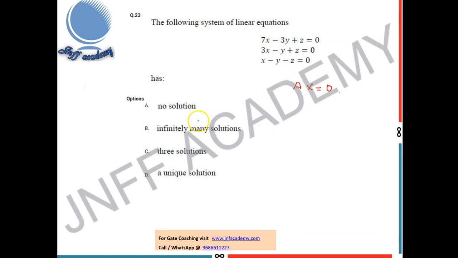Okay. So no solution and 3 solutions are wrong answers. So what is the condition for infinitely many solutions and the unique solution? If determinant of A equal to 0, then it has infinitely many solutions. If determinant of A not equal to 0, then it has a unique solution.